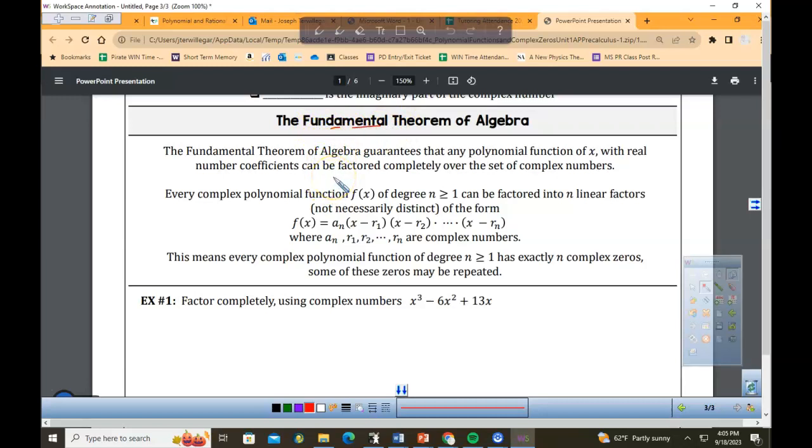What the fundamental theorem of algebra guarantees is that any polynomial function can be factored into that form given how many complex zeros it has. All this says is that you can get, let's just do an example. Let's see what it means.